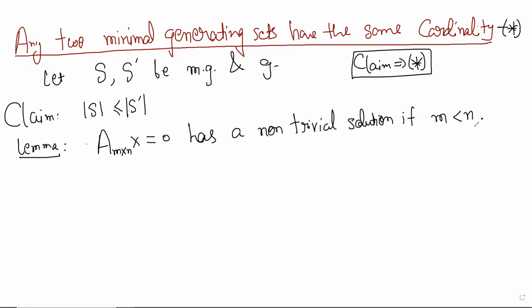Okay, right? So if you have fewer equations than variables, then you will have a non-trivial solution. Okay. Why is this true? Because this is an m by n matrix, and I'm highlighting this fact that m is less than n. When you write it, imagine that you reduce it, row reduced echelon form, whatever, right?